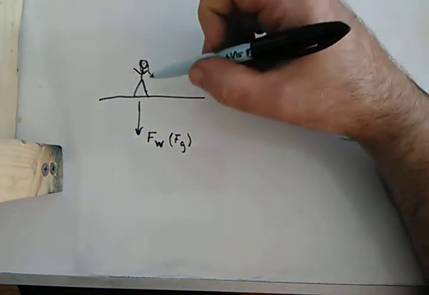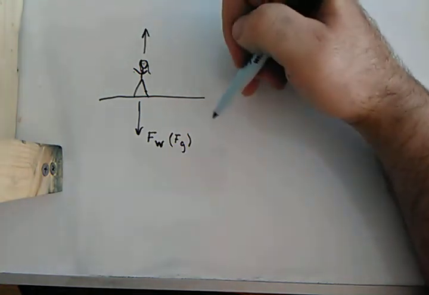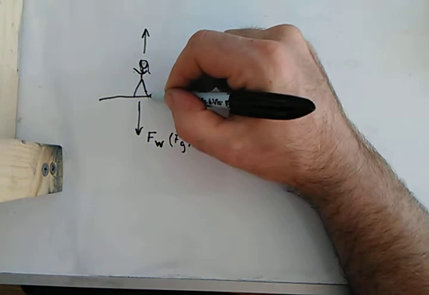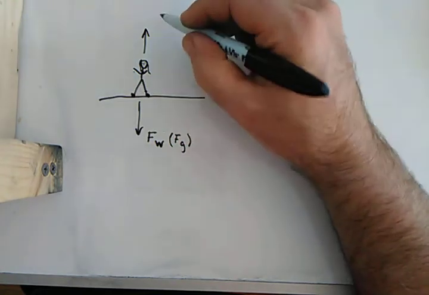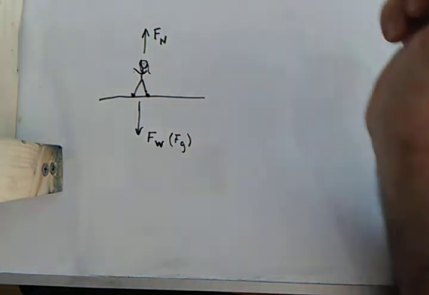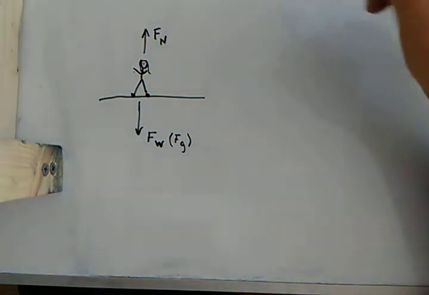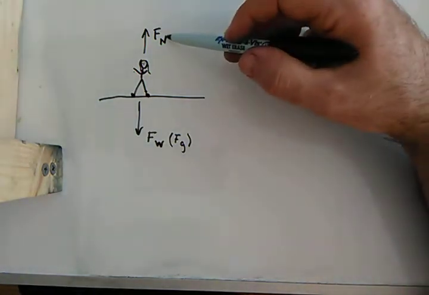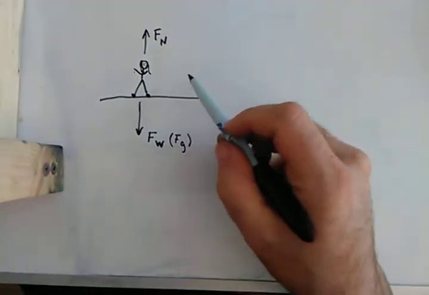Now, the cool thing is that she's not. She's having a good day, and there's got to be some sort of balancing force from the surfaces of her feet on the ground. We're going to call this the normal force. Now, there is an in-depth explanation as to what causes the normal force, and I'm going to give you guys just a little hint of that.